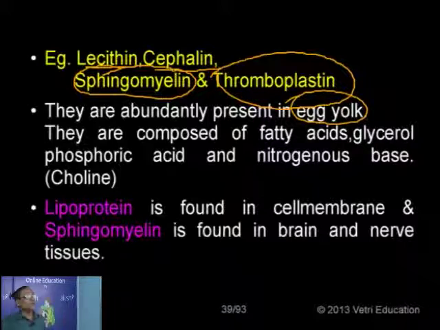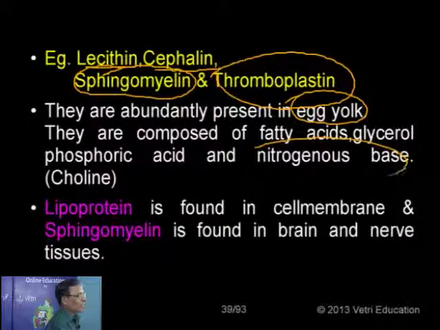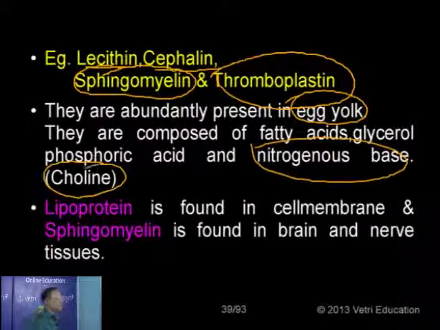And what are the components in a phospholipid? I mentioned earlier: fatty acids, glycerol, the phosphate group, along with one nitrogenous base, choline. This is a nitrogenous base. So these are the different components in some phospholipids, not in the case of all the phospholipids. In some phospholipids, we have the nitrogenous base called choline also present.